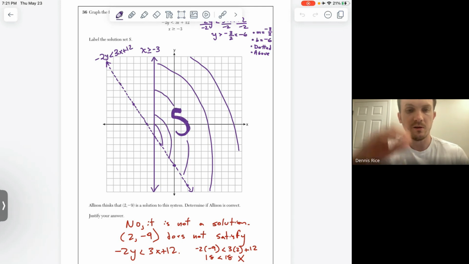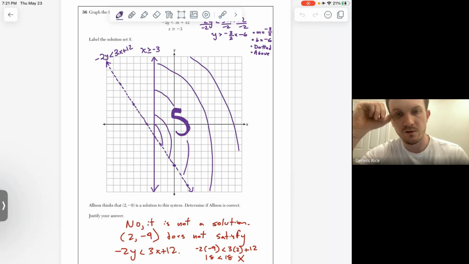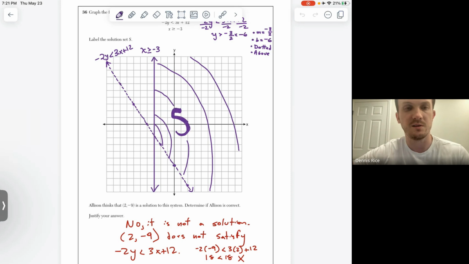This person wrote, Allison is not correct because 2, -9 falls on a dotted line, which is not part of the solution set. That's what a lot of you guys wrote on the mock. So they count that as being perfect. To me, I always think of justify as like verify with math. But if you put it into words correctly, it could be fine as well. There's like an overlap between justifying and explaining. Good with 36?